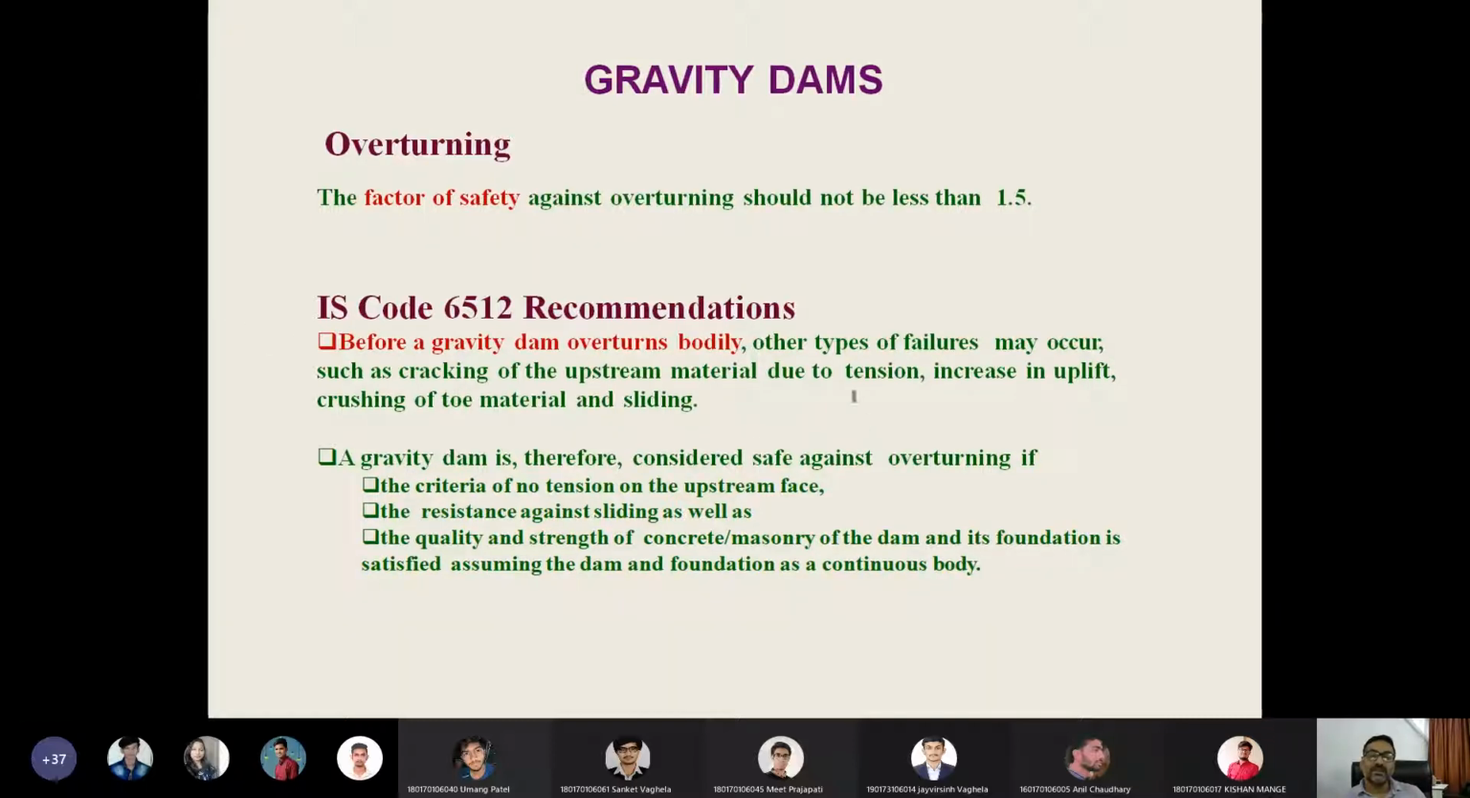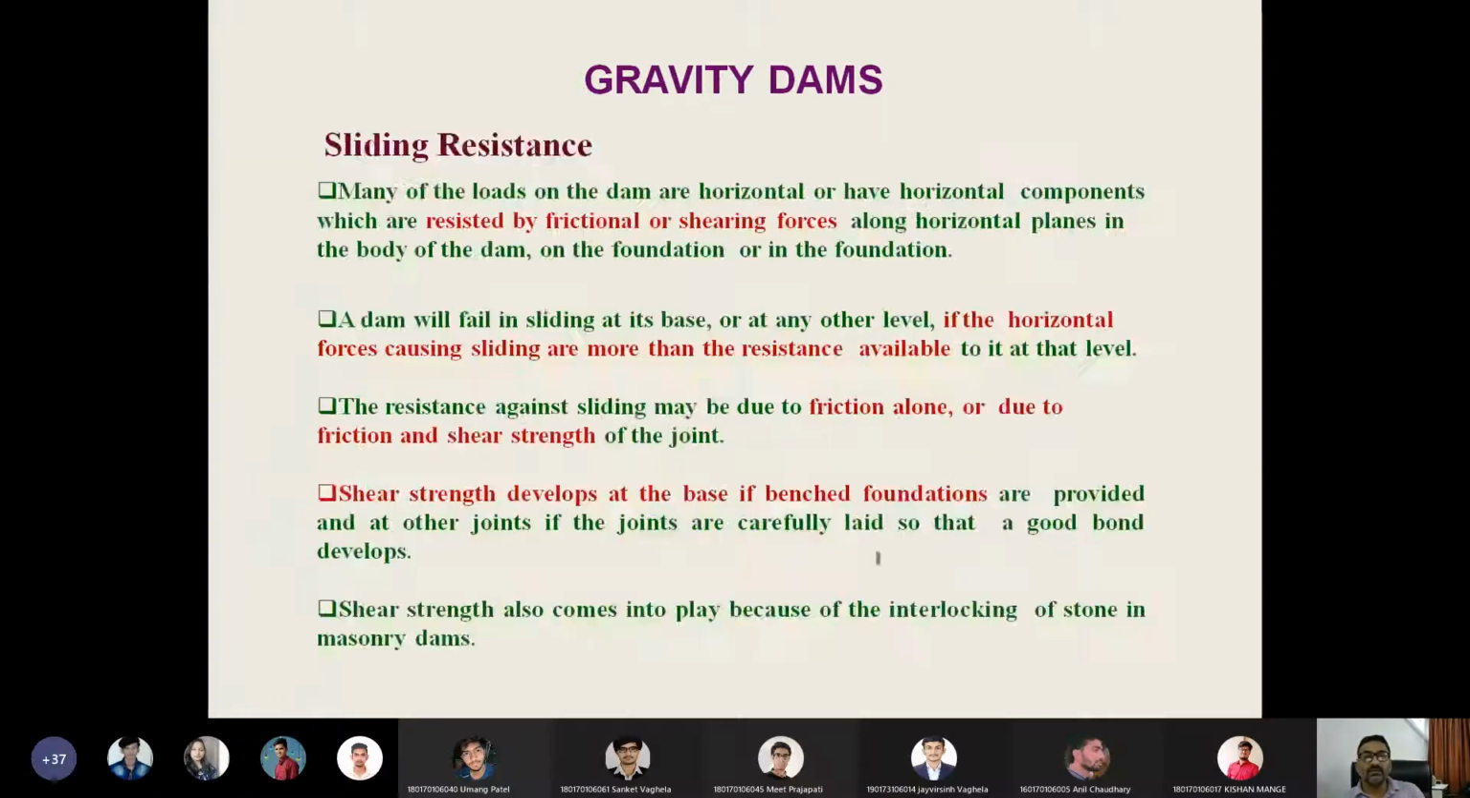The thing which I was discussing is mentioned here, that before a gravity dam overturns bodily, other types of failure occur. A gravity dam is therefore considered safe against overturning if the other criteria have already been analyzed and met. Then we need not really look into the righting and overturning moments, and we could safely assume that the dam is safe against overturning if it is safe in these criteria. Okay, so I think this is understood. So let's go to the second type of failure, or the sliding.